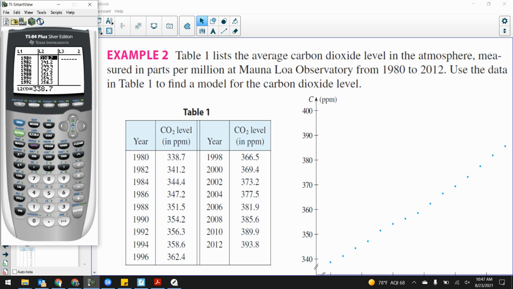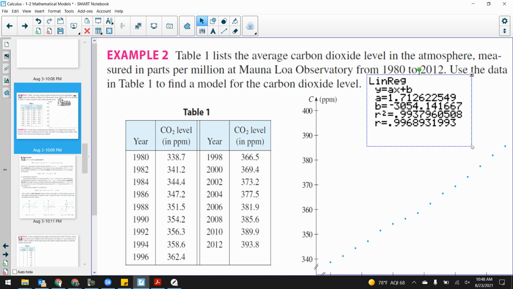To figure out what our linear regression is, remember we go back out to our home screen. And then we go stat calc 4 is linear regression. Stat calc 4 is linear regression. And you run it. And here we have our equation. And that stat calc 4 is your linear regression.